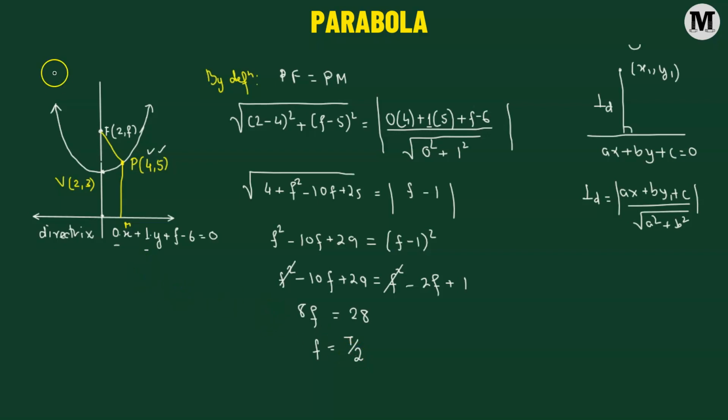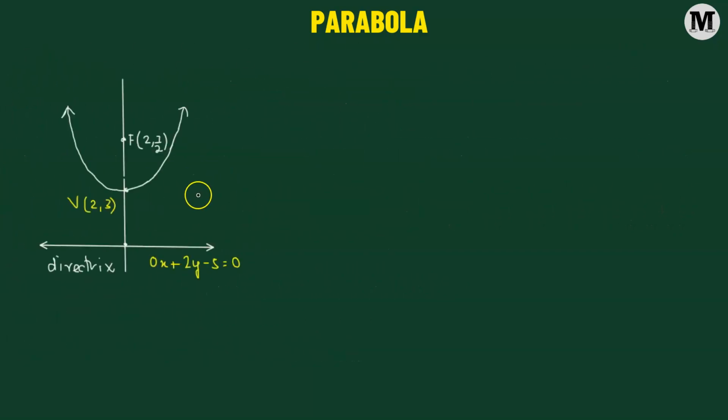So that means we rewrite the equation of the directrix line as well as the coordinates of the focus. So we use the value of f as 7 over 2. That gives us the coordinates of the focus at 2, 7 over 2. And the equation of the directrix now changes to 0 times x plus 2y minus 5 equals 0. Now we can finally find out the equation of the parabola.